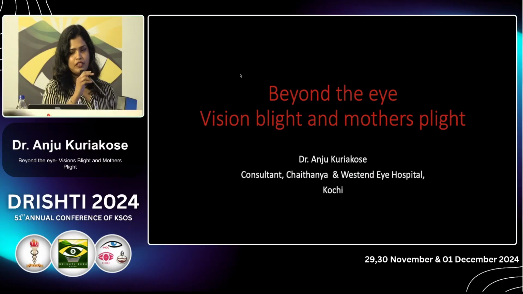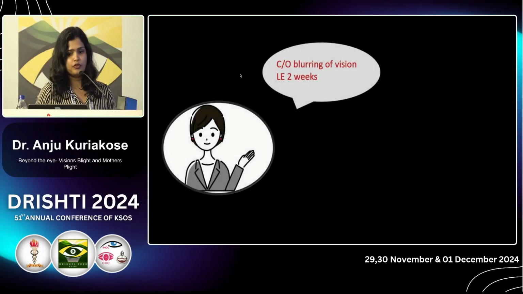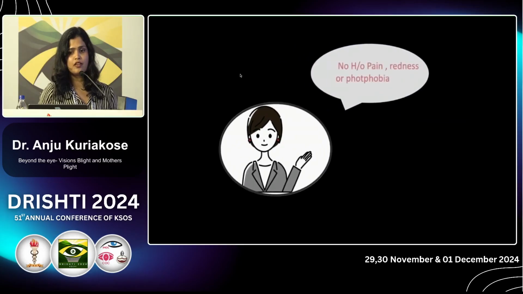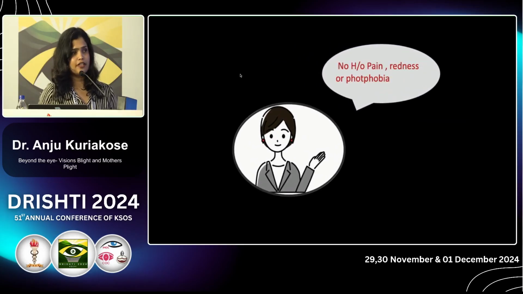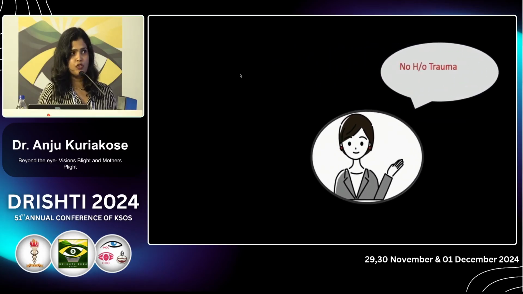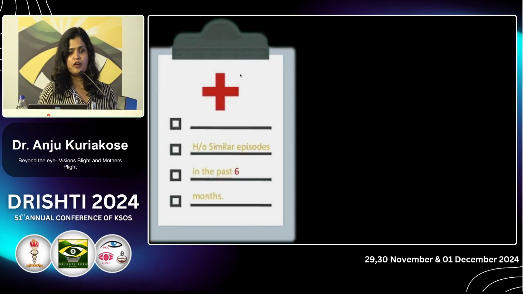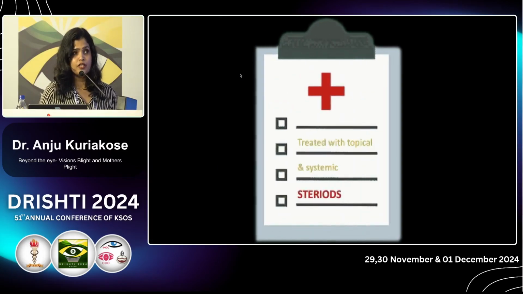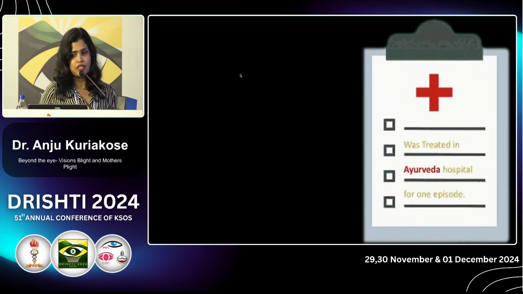Good afternoon, everyone. I am going to present a case of a 38-year-old female who came with complaints of blurring of vision in her left eye for the past 2 weeks. She has no history of pain, redness, or photophobia, no history of trauma. She has a significant past history of similar episodes in the past 6 months. She was treated with topical and systemic steroids elsewhere, and she was treated in an Ayurveda hospital for one episode.